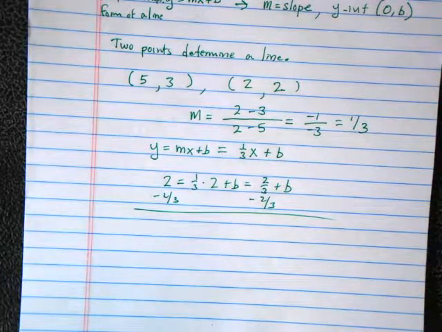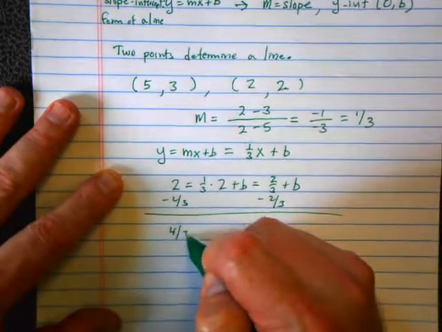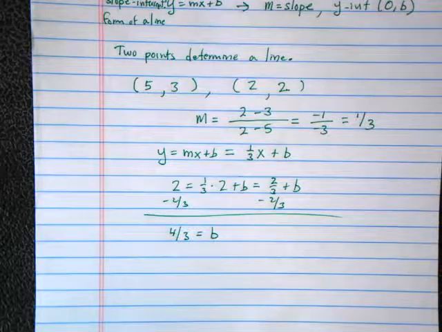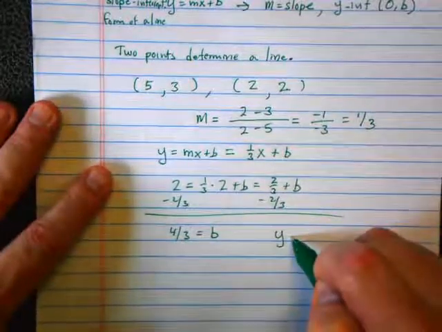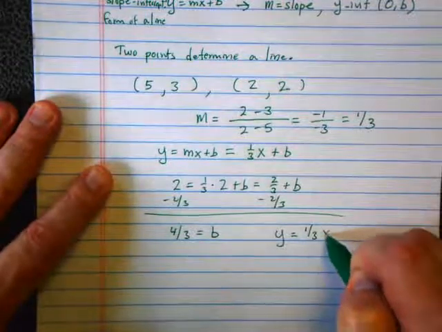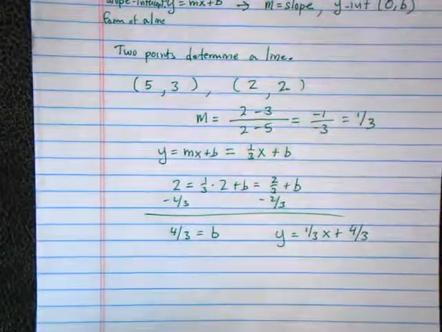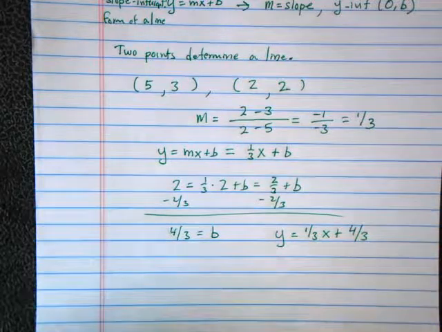What's 2 minus 2/3? 1 1/3. I'm not a big fan of mixed numbers, so I'm going to call it 4/3. I prefer improper fractions myself, but if you wrote 1 1/3 on a quiz or a test, it would be okay. I wouldn't mark it wrong. So y equals 1/3 x plus 4/3 is the equation of that line. So you're absolutely right. 2 points determine a line.